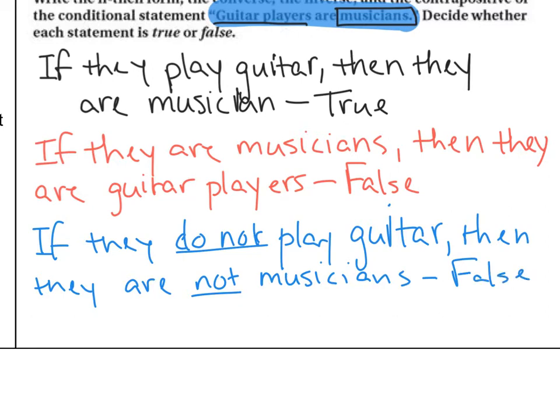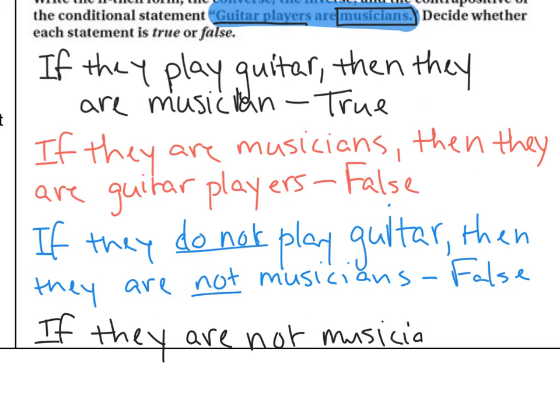And lastly, the contrapositive is when we combine the last two statements that we have there. So we are going to combine our converse and our inverse. So we're going to put the no's in, but we're going to flip-flop the statement. Okay, so lastly, if they are not musicians, then they do not play guitar.